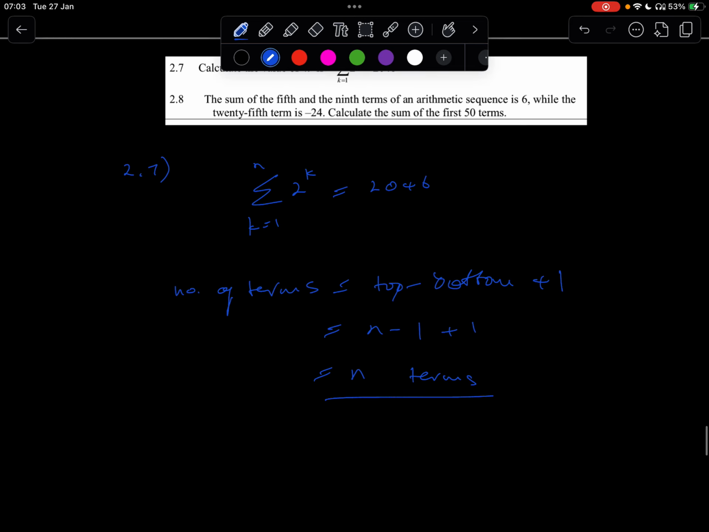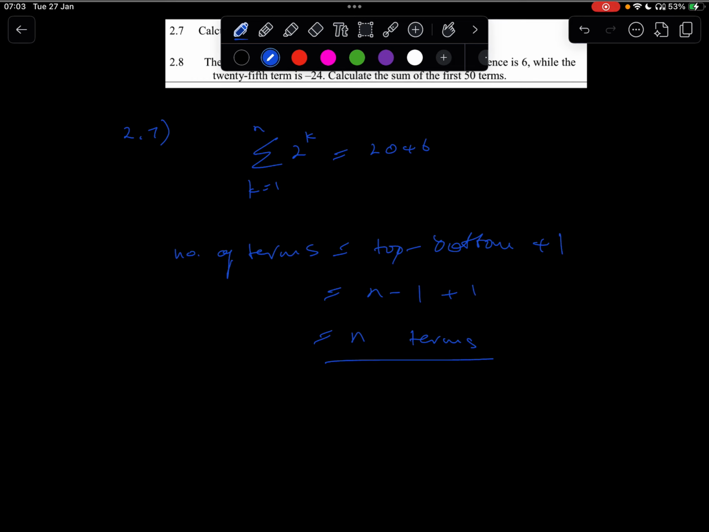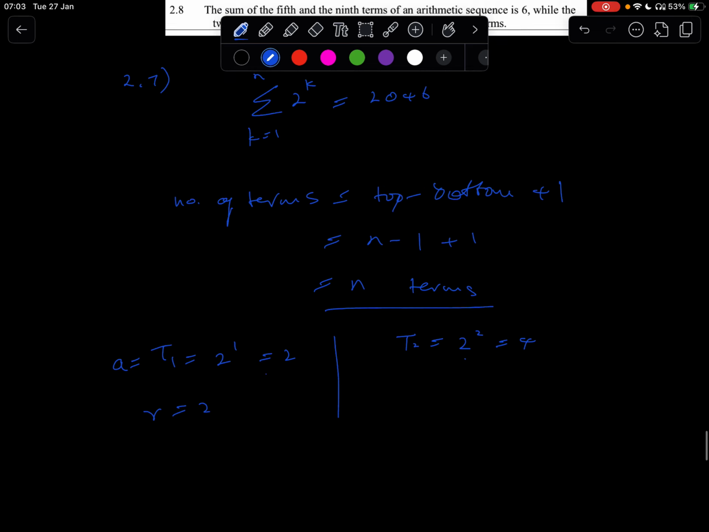Okay, perfect. So in our term 1, which will be the value of a, is 2. Where do we start? At k equals 1. Then we substitute 1. So it's just 2. And the common ratio is also 2. T2 is going to be 2 to the power of 2, which is 4. r is T2 divided by T1. 4 divided by 2 is 2. Okay, just to compare. Cool.